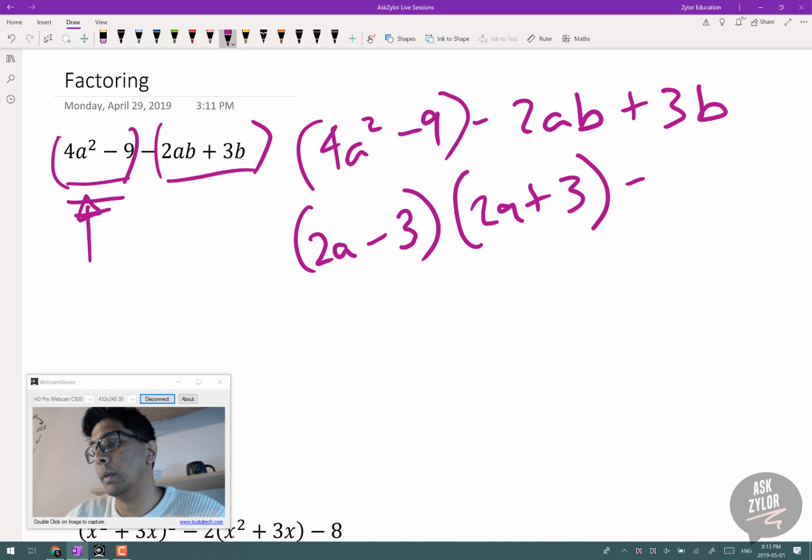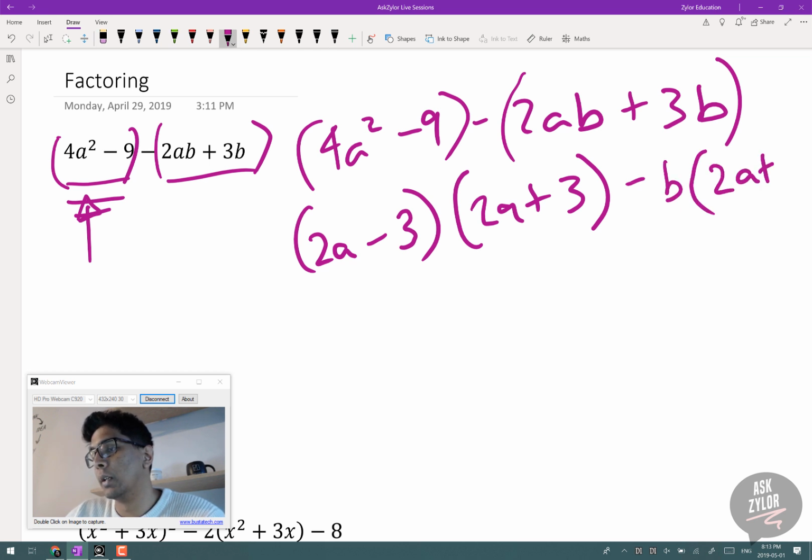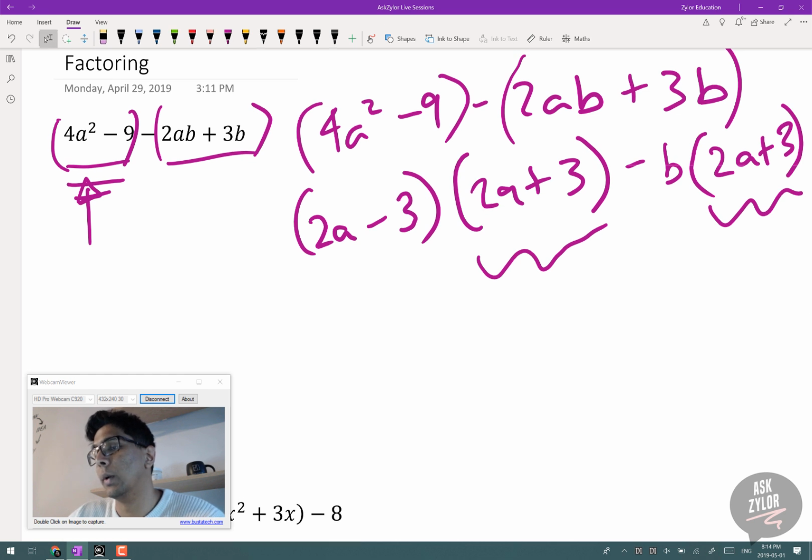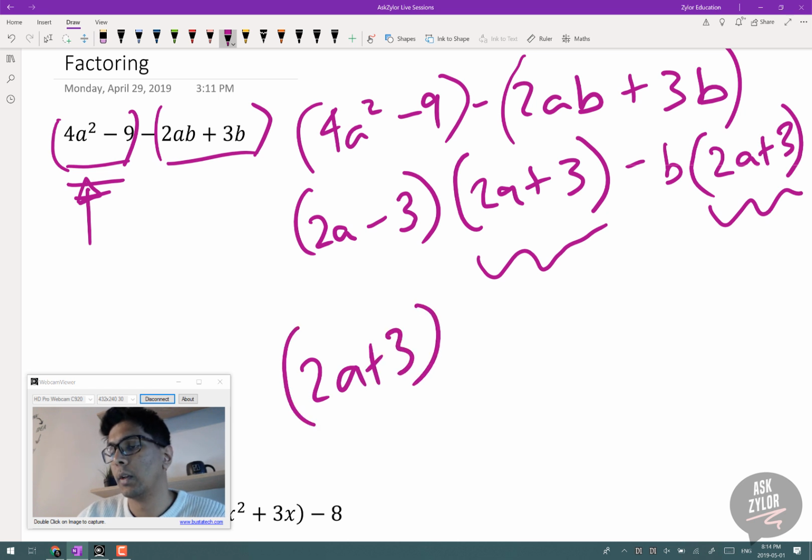All this minus 2ab. Now, from the minus 2ab plus 3b, I can group them together and factor out the common term, which is the b. So I'm going to factor out a b, leaving me with 2a plus 3. Now notice how we have the same terms in both groupings, so I can factor the 2a plus 3 out from both my terms. So I get 2a plus 3, and inside I have 2a minus 3 minus b.